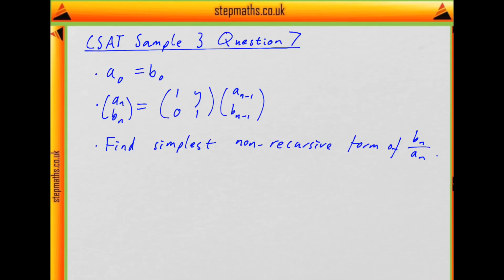This is question 7 from the third CSAT sample paper. If you see this 7 turn to an 8 in a second and me announce something else, that's just because this question was initially misnumbered. Don't panic, this is indeed going to be question 7.